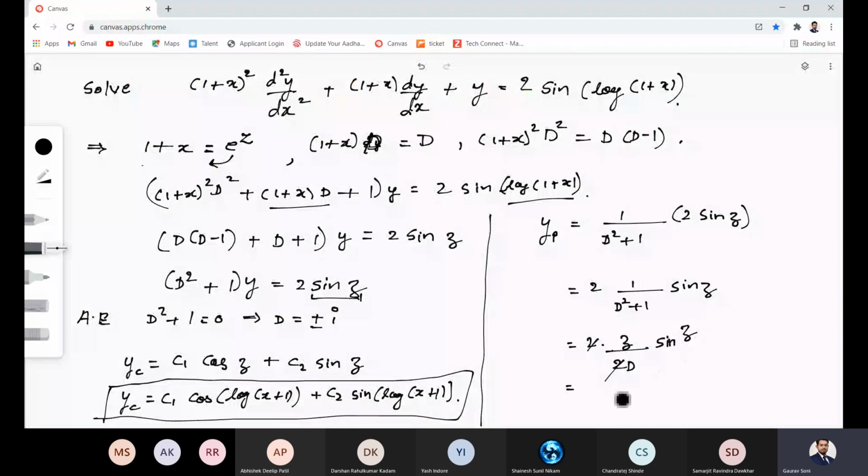Now resubstitute the value of z. So yp is equal to minus log(x plus 1) into cos of bracket log of x plus 1. This is the particular solution. So the final solution y will be equal to yc plus yp. Any difficulties?